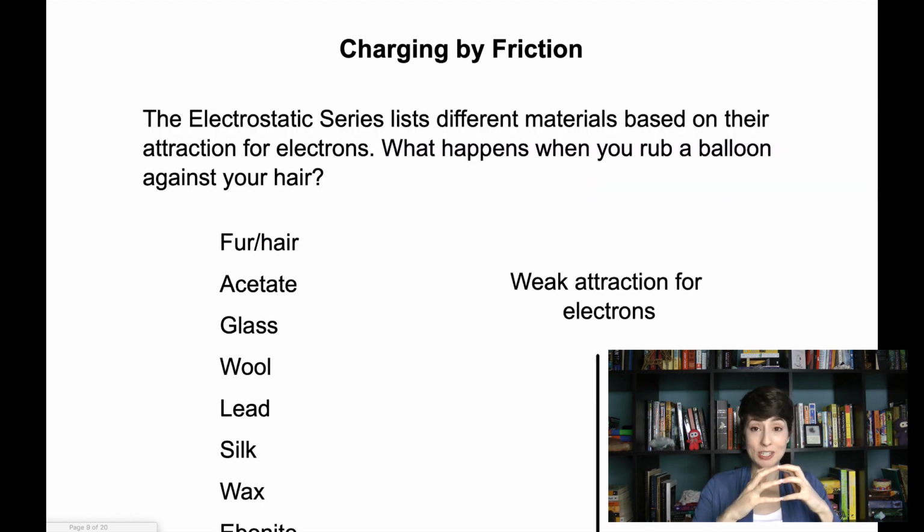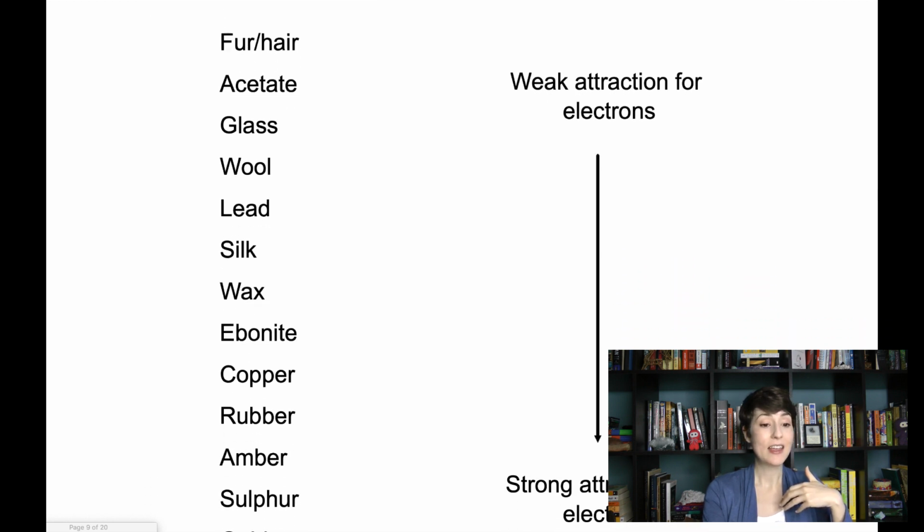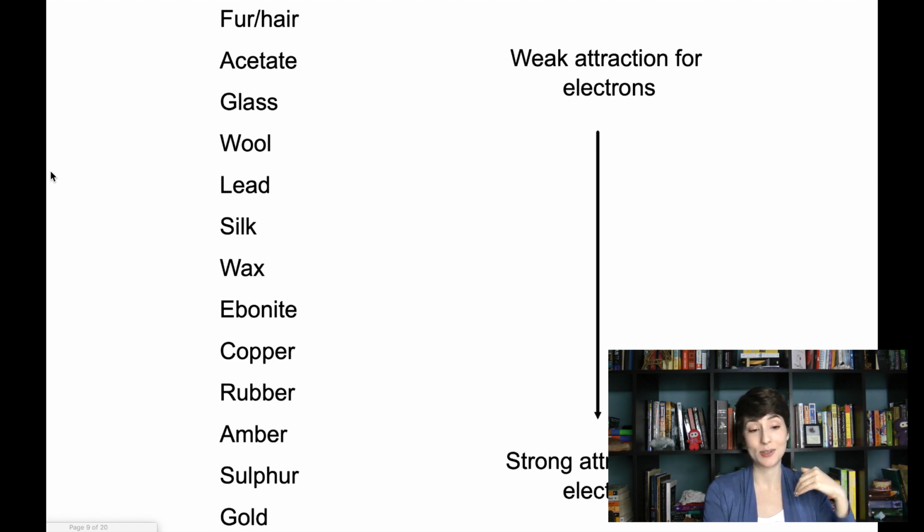How do we know which material has a stronger or weaker hold on electrons? We use something called the electrostatic series. This is an experimentally determined list that tells us which common objects have a weak attraction to electrons or a strong attraction to electrons.